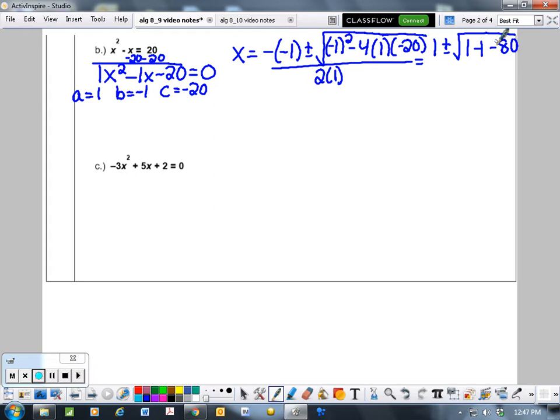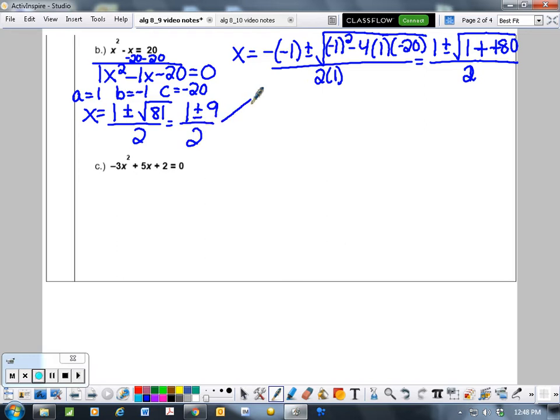Luckily, the double negatives cancel each other out, so that's now a plus. And this is 2 on the bottom. So now this becomes x equals 1 plus or minus the square root of 81 over 2. The square root of 81 is 9. So 1 plus or minus 9 over 2.